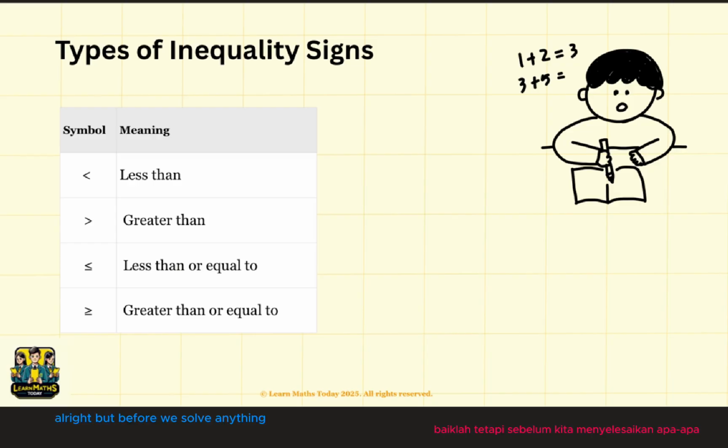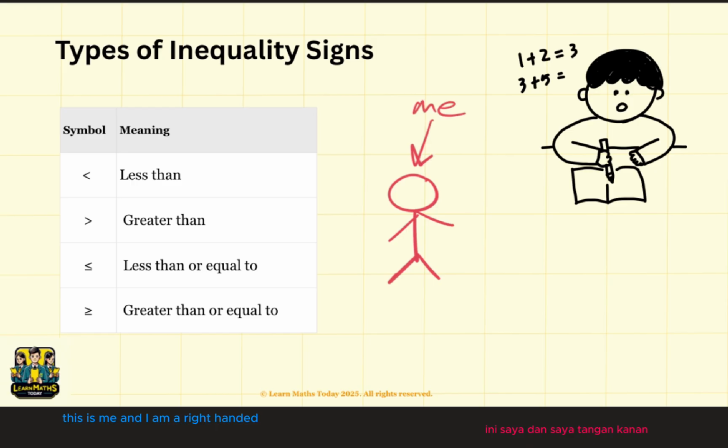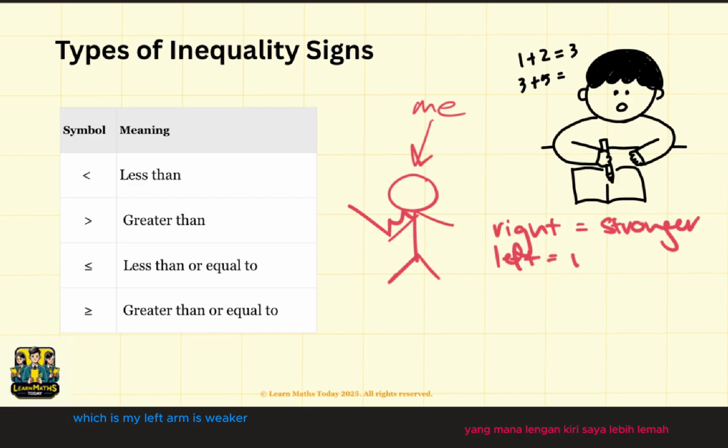Alright, but before we solve anything, let's make sure that we understand the inequality symbols. It may seem very complicated, but let me show you a very cool way to remember the symbols using just your hands. For example, this is me, and I am a right-hander. So if I'm a right-hander, I can assume that my right side is stronger. So I'll write it right here: right means stronger. And this also means that my left side, my left arm, is weaker.